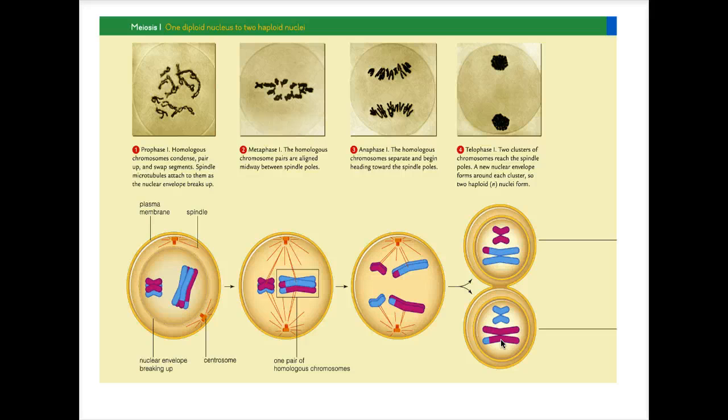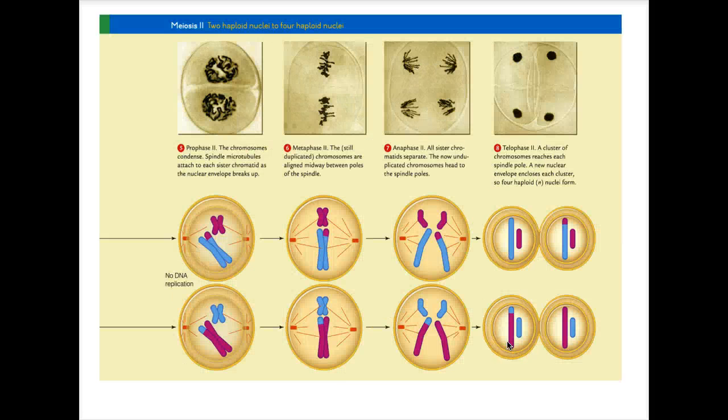So then you might ask, well, why divide again if we're already haploid? Because even though we're already haploid here, each chromosome is made up of two sister chromatids, and we need each chromosome to be made up of only one chromatid. So meiosis 2 must occur. Notice again in meiosis 2, all the names of the phases are the same. It's just now we have a Roman numeral 2 after them.